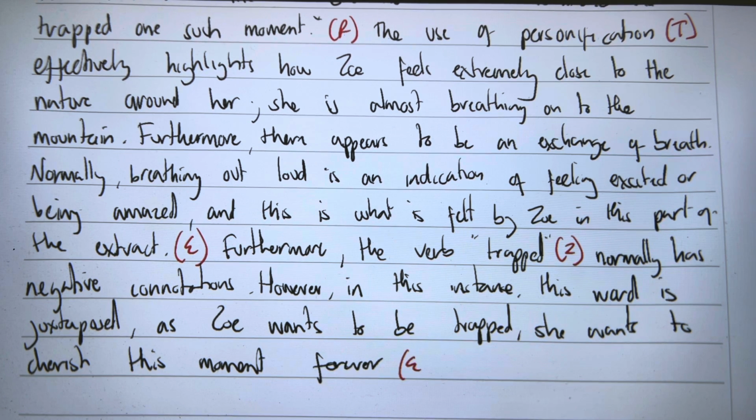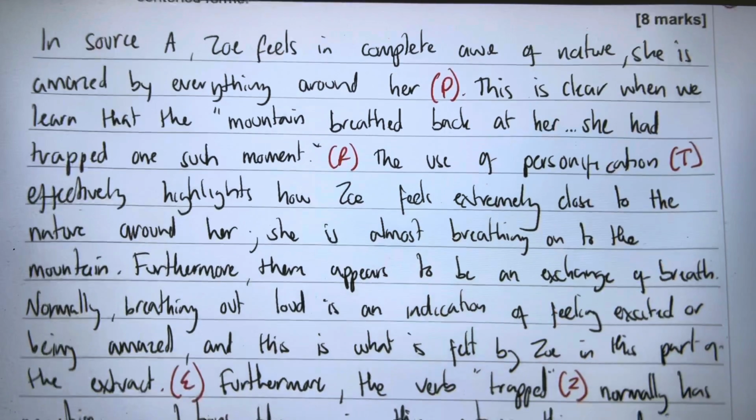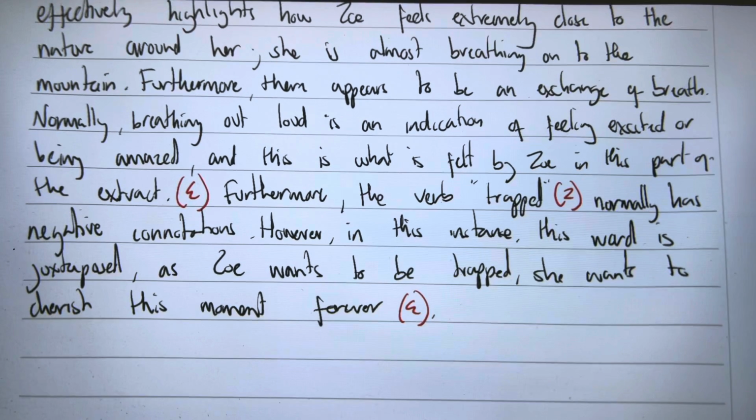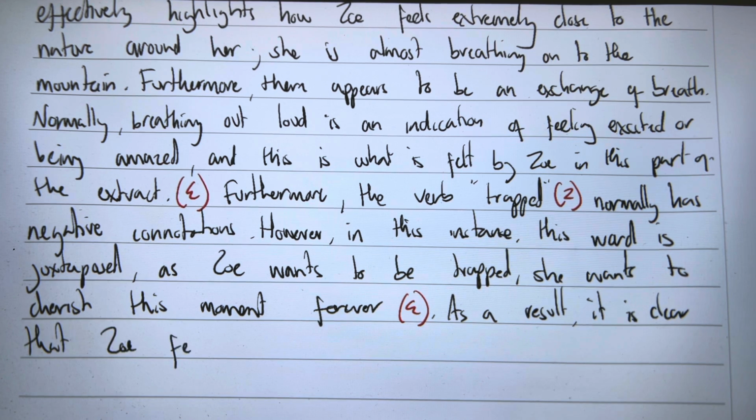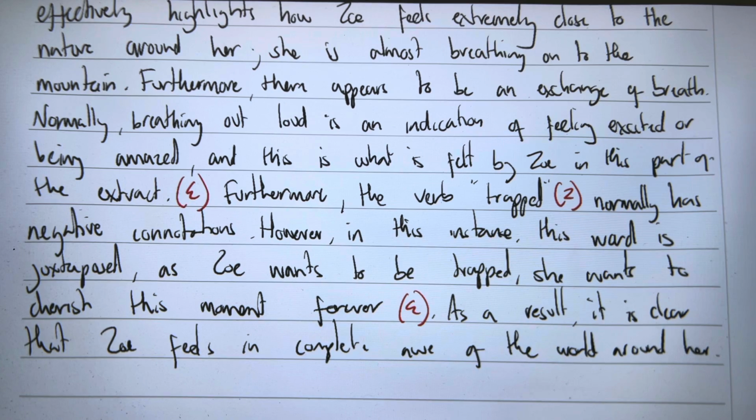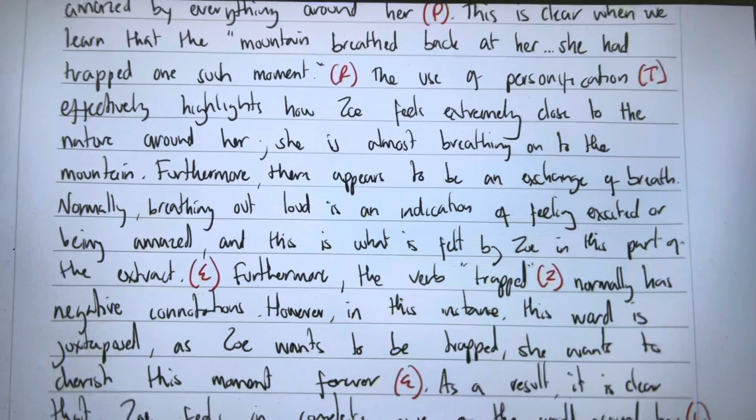That's my second effect. And then let me quickly link it back to my point. What was my point? Therefore, as you can see, as a result, it is clear that Zoe feels in complete awe of the world around her. And that is the end of my paragraph. Guys, that is the end of my paragraph.